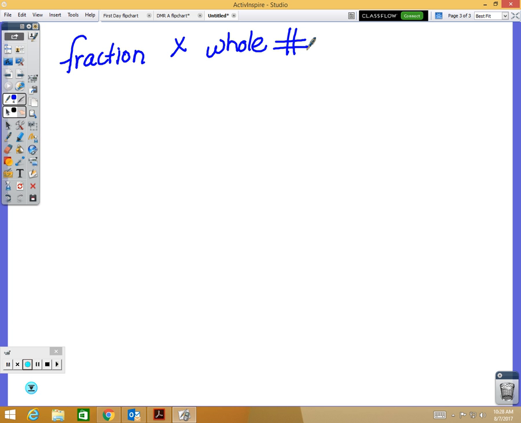Let's say we have the problem 2/3 times 5. We can't just multiply the numerators because we don't have a numerator over here. So who remembers what you should do for this, Stephanie? Very good. Anytime you have a whole number, you can turn it into a fraction by putting it over 1. So I'm going to rewrite this as 2/3 times 5 over 1.